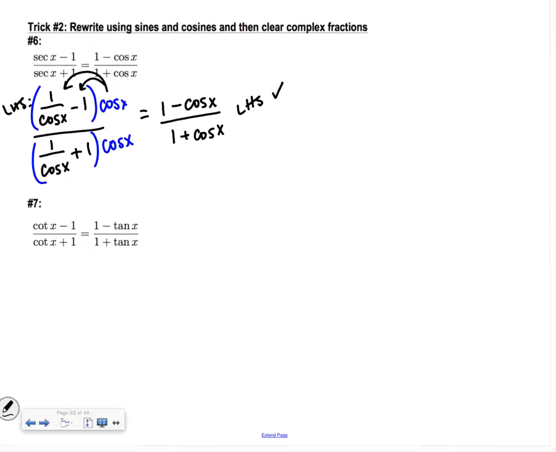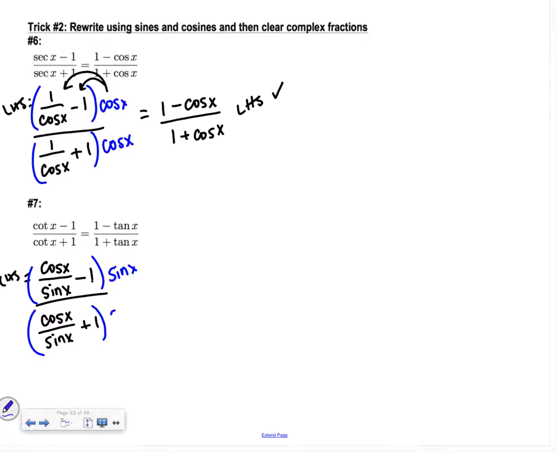All right, so same idea here. If I have cotangent, I'm going to think of that as cosine of x over sine of x. Okay, so now my denominators involve sine of x. So I'm going to multiply on the top and the bottom by sine of x. So when I do that, my cosine over sine times another sine gives me my cosine of x. And then I have minus sine of x. And then on the bottom, I have cosine of x plus sine of x.